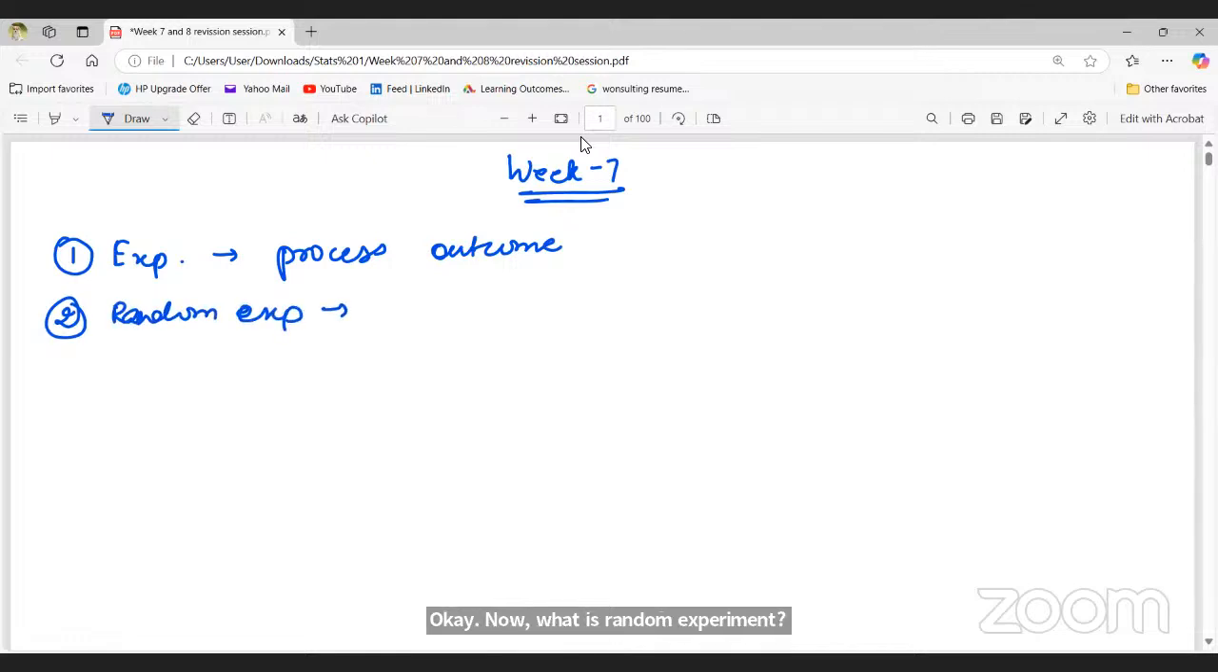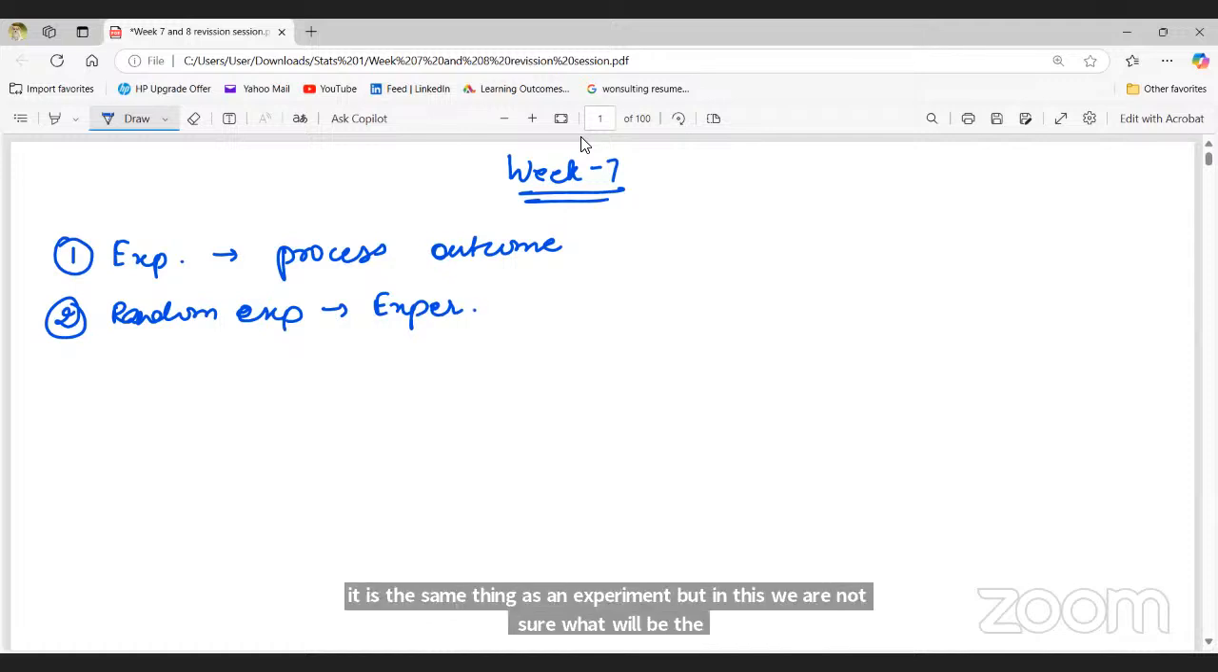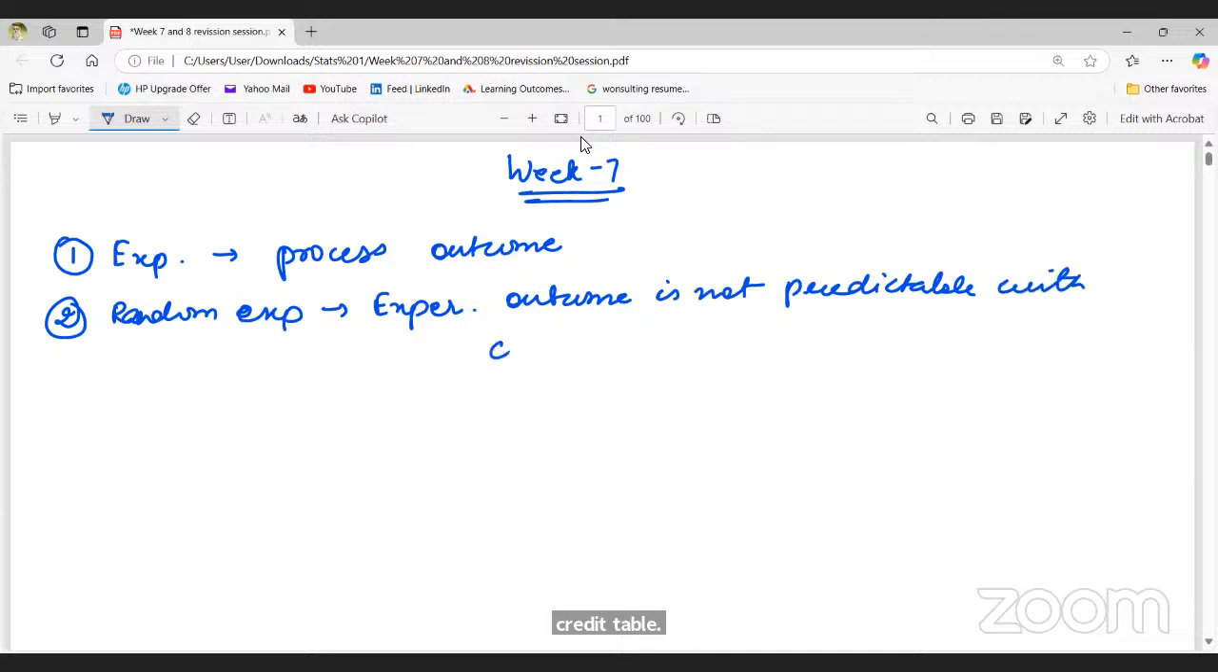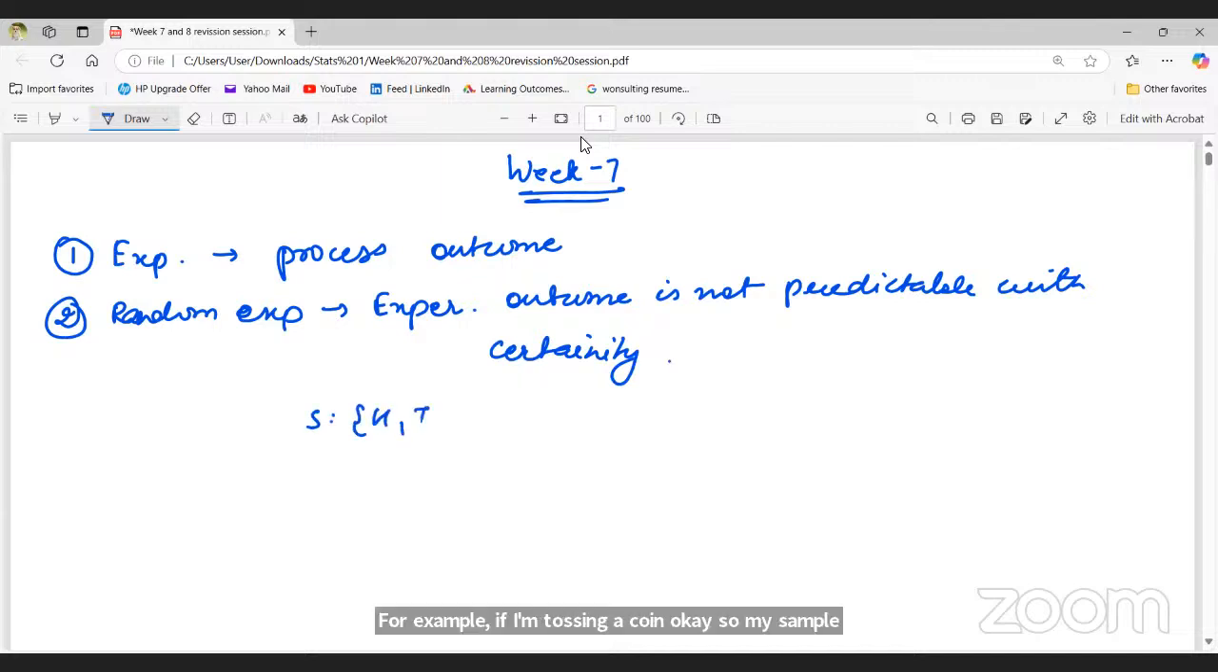Ma'am, it is the same thing, but the outcome is not predictable. There is uncertainty with it. Yeah, it is the same thing as an experiment, but in this we are not sure what the outcome will be. The outcome is not predictable with certainty. For example, if I'm tossing a coin, my sample space would be head and tail.